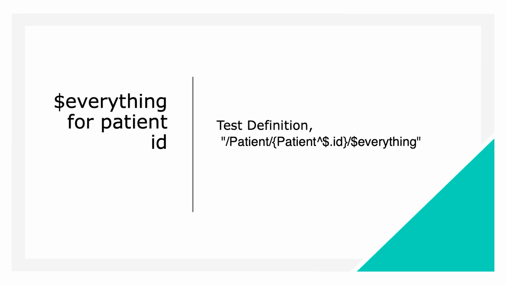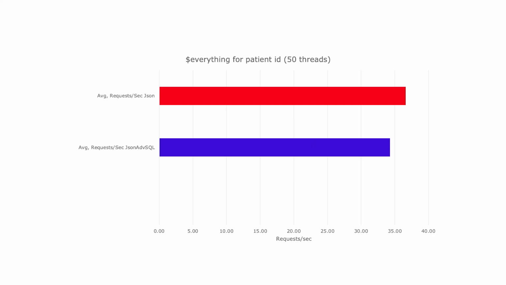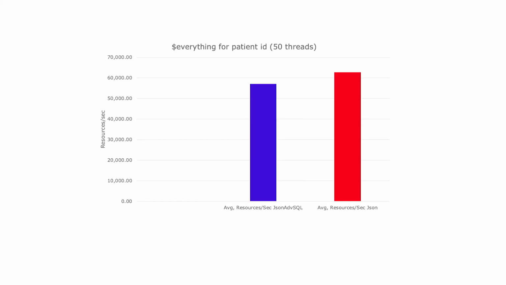I don't know how many in the audience use dollar everything. This is a very common kind of request. And you can see with JSON Advanced SQL, we could process roughly about 35 requests per second. This is again with a lower thread count, and the same with JSON. And even the JSON strategy does a little bit better, but we're talking roughly about 55,000 resources per second being returned.